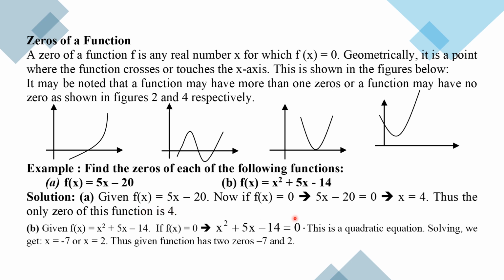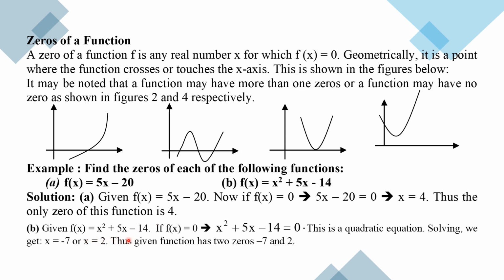So how can we find the zeros of the function f of x equals 5x minus 20? We just have to write f of x equal to 0, so 5x minus 20 is equal to 0, from which we have x equal to 4. So at the point 4, thus the only zero of this function is 4.